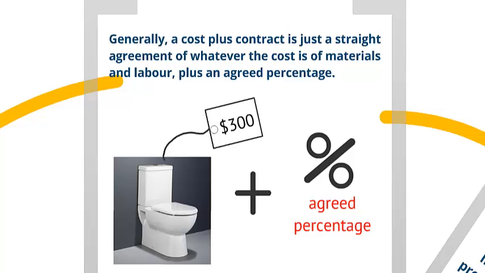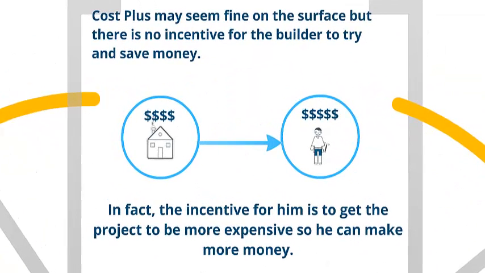Now there are advantages with this, but they are few and far between, and they're not that easy for clients to achieve. These cost-plus contracts are extremely open-ended. You very rarely see any fixed prices in them. This may seem fine on the surface, but there is no incentive for the builder to try and save you any money. In fact, he's realistically encouraged to get the project more expensive so that he can make more money. Cost-plus contracts are no different to having someone working for you on wages, and the longer it takes, the better for them.